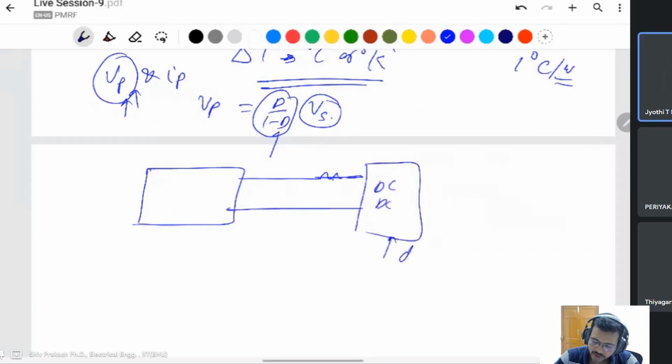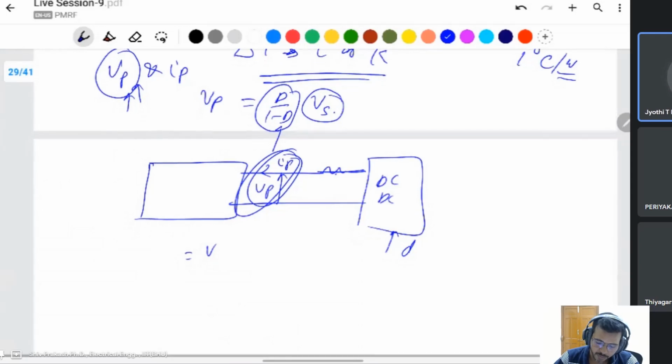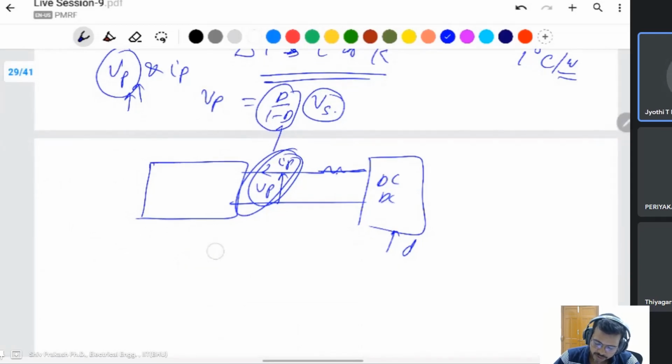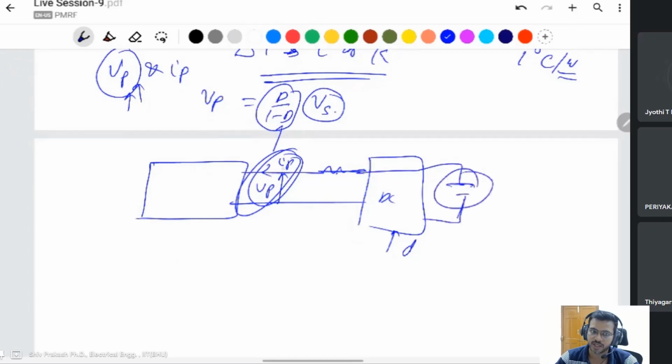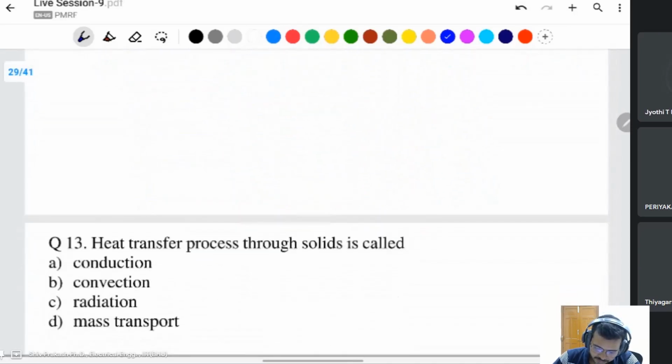This is the duty cycle, with VP and IP. VP and IP are calculated from the Q transfer, the power. Q max and VP are also given in the data sheet. Q is power. I will check once, sir. This is the DC converter. The converter supplies some voltage, with an input and an output voltage, and from this you can calculate the duty cycle. Okay, thank you, sir.